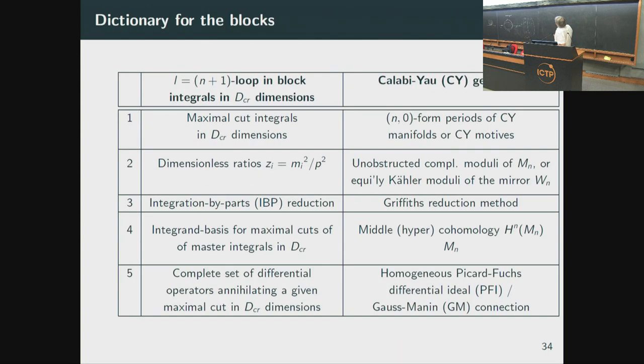So let me summarize what I said in the second part before I come shortly to the last part. The maximal cut integrals often correspond to these periods of Calabi-Yau. Then the dimensional ratios are the unobstructed moduli of the Calabi-Yau. The integration by parts relation is kind of like the Griffiths reduction, which also explains why these Calabi-Yau motifs come up over and over again. And then the integral basis of the master integrals is basically the middle cohomology, and then you get the complete set of differential equations in this form, considering the subgraphs as the inhomogeneous pieces.